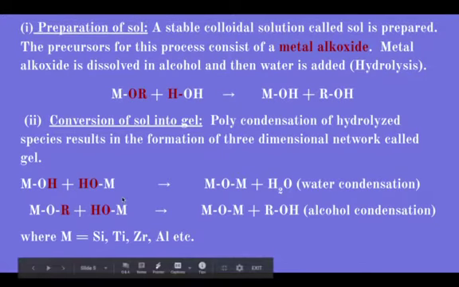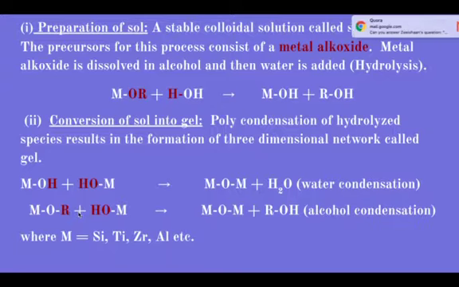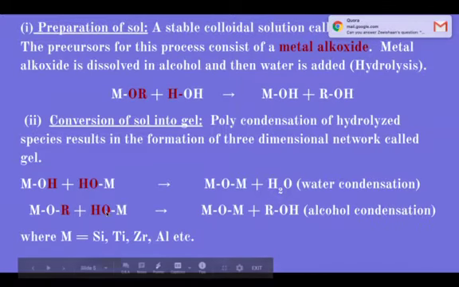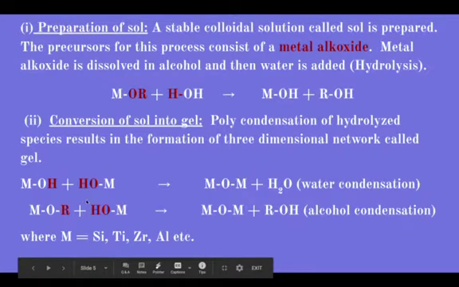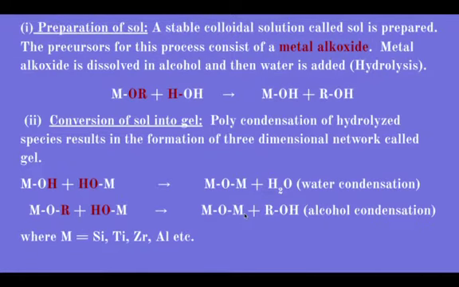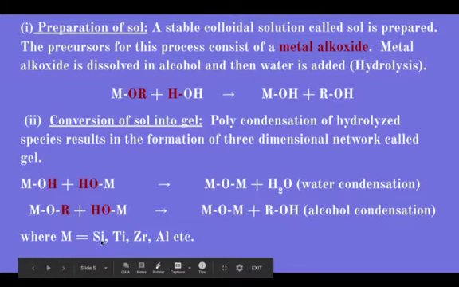Similarly, this metal hydroxide can also condense with a metal alkoxide group, whereby the alkyl group of the metal alkoxide and the hydroxyl group of the metal hydroxide combine forming ROH. Since here ROH is eliminated, it is called alcohol condensation, and the remaining is MOM. So these are the steps involved in conversion of sol into gel, and the metal used can be silicon, titanium, zirconium, aluminium, etc.